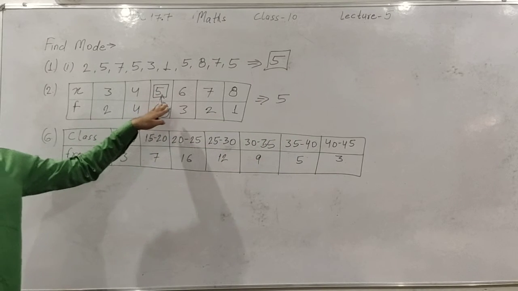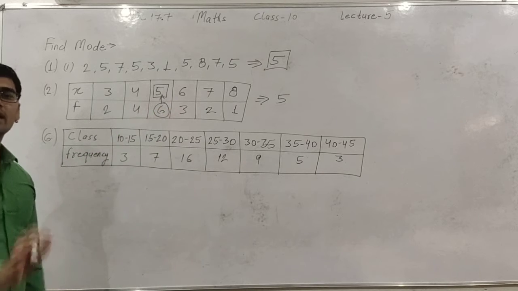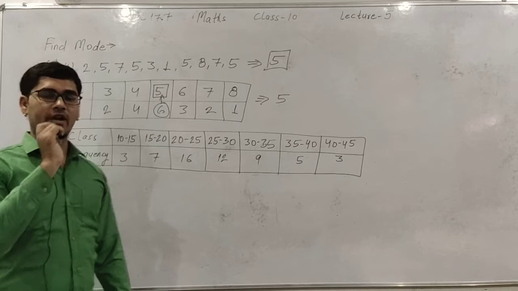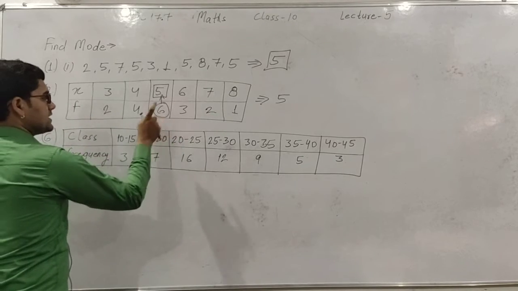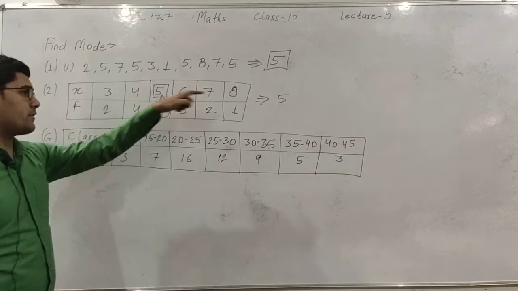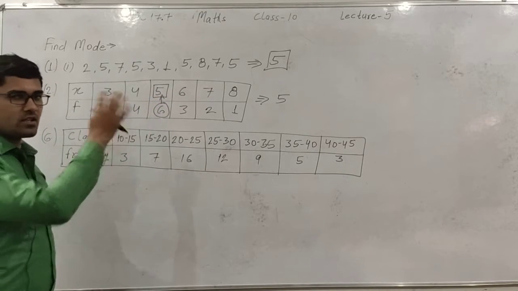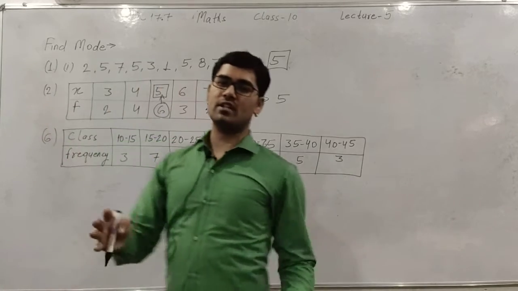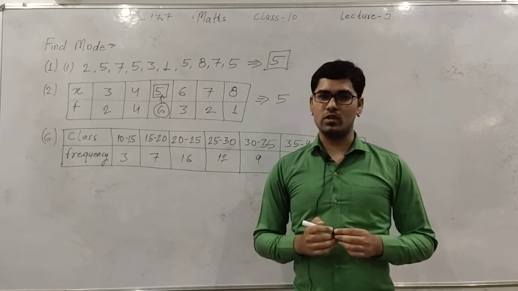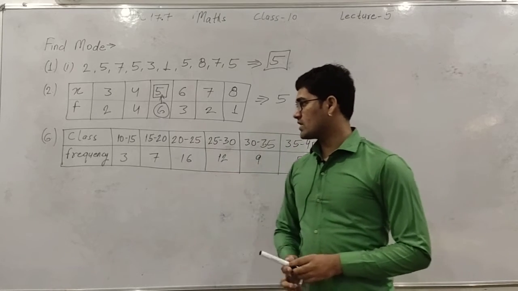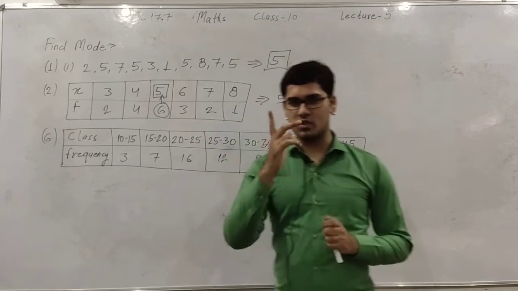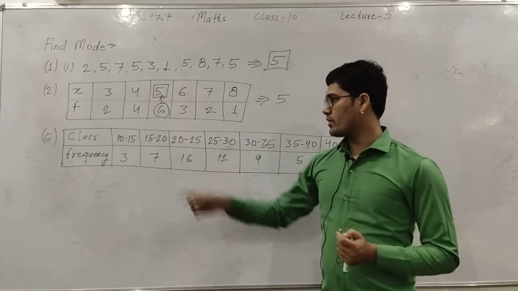In a simple tabular question, how do we find the mode? Check the maximum value of frequency, the maximum value of F. The maximum value is 6. And what is just opposite to 6? 5. 5 is the answer. So these are very easy questions. There are so many questions related to them up to question number 5, so you will solve them yourself. I am going to solve question number 6. The remaining questions you will solve on your own.